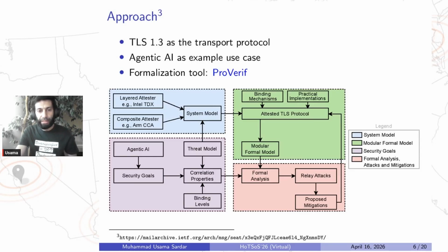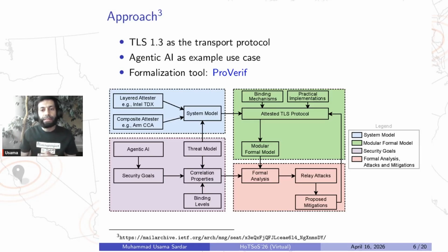And then for any security analysis, we need a threat model. And below that are the binding levels, like I will describe in the next slides: how strongly does that evidence bind to the TLS connection is the thing that I am interested in, from a security perspective, of course. On the top right now, we have the attested TLS protocol. The two main inputs coming into it are, number one, the binding mechanism. What do these implementations use as the binding between the two things, the remote attestation protocol and the TLS protocol? So how they are bound to each other, that's the binding mechanism.